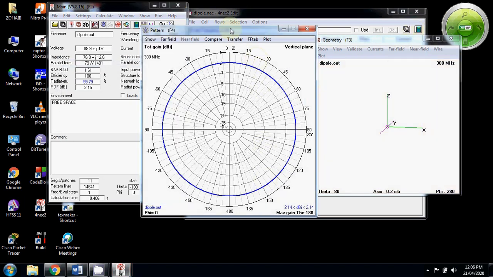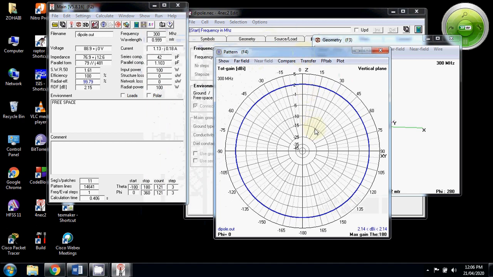Yeah, this window is actually the radiation pattern of a half wave dipole. This is a two-dimensional radiation pattern. By pressing space bar, we can change it from vertical plane to horizontal plane. Because our antenna is placed along the y-axis, the vertical and horizontal plane will look the same.